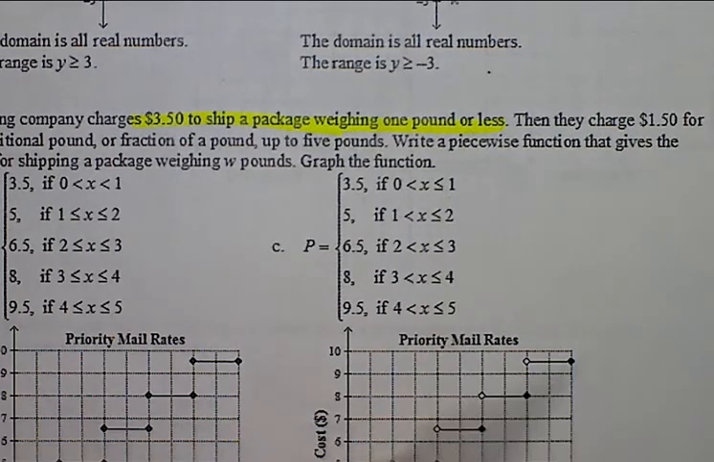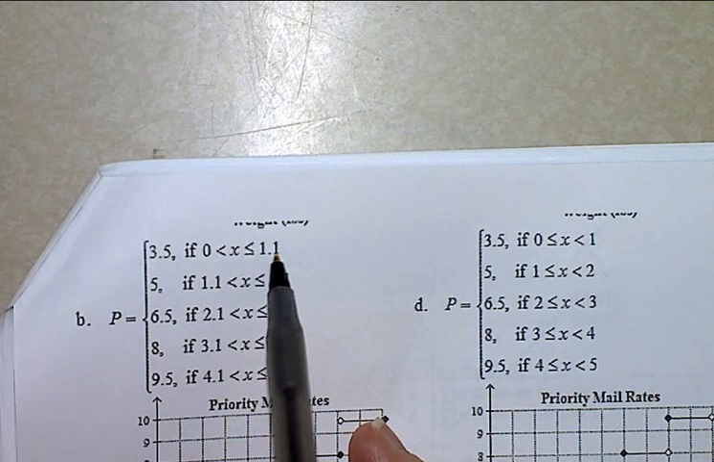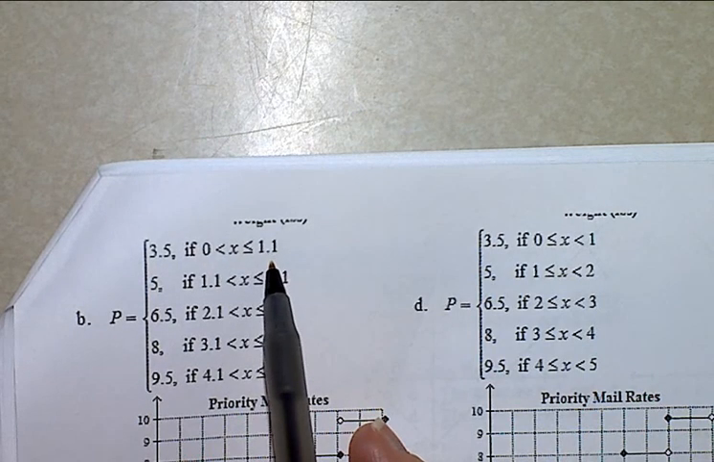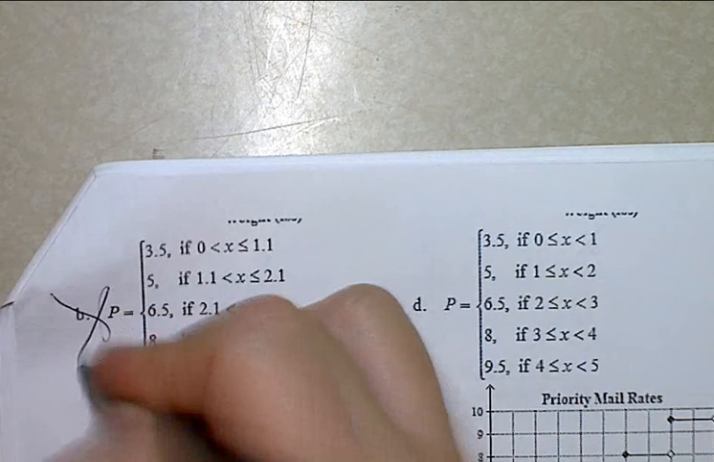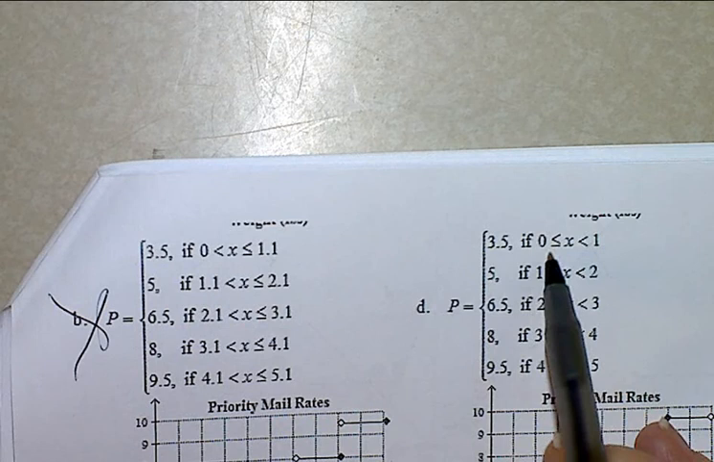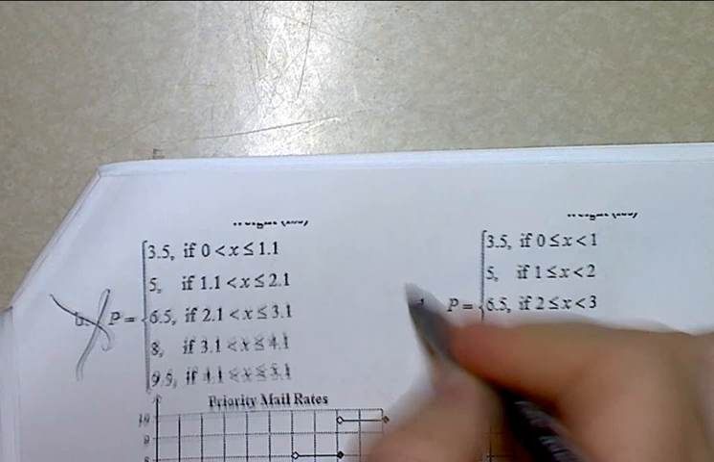Okay, let's go to option B and D and see if we can eliminate anything. Option B says you pay $3.50 if it's between 0 to 1.1 pounds. That's not accurate. Remember, it goes up to 1 pound, not past it. Option D says that we include 0 pounds, but we're not including 1 pound in the price of $3.50. So we've been able to eliminate 3 options, leaving only one option as the choice, which is choice C.